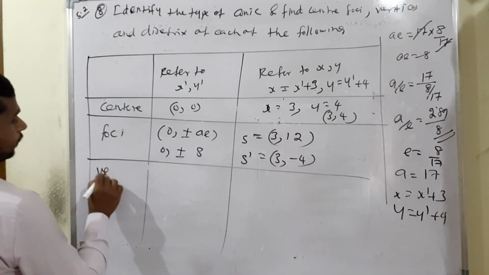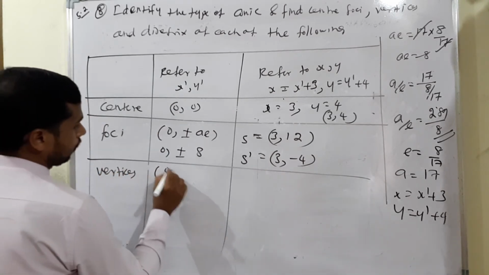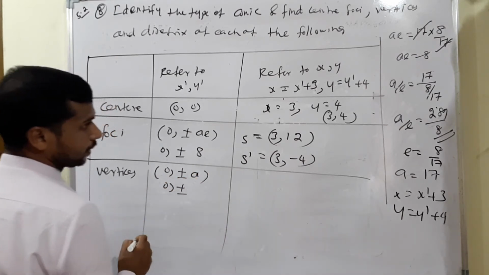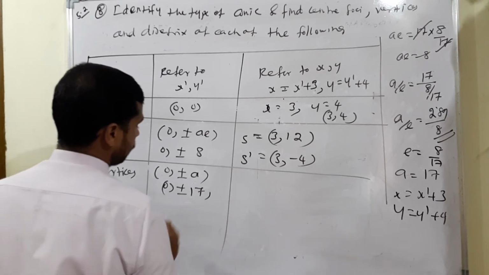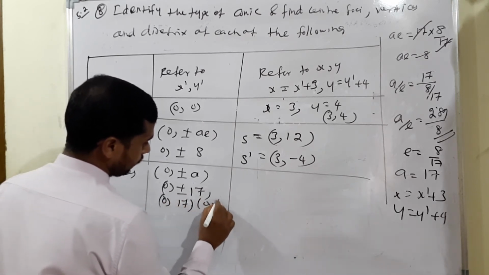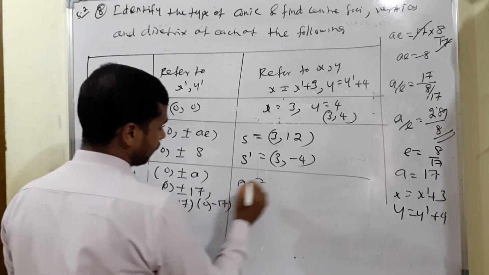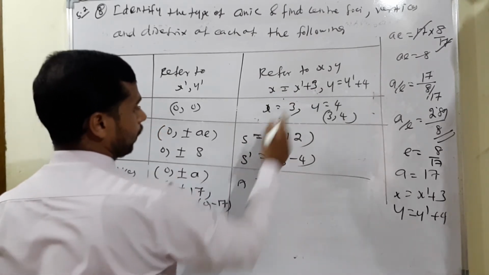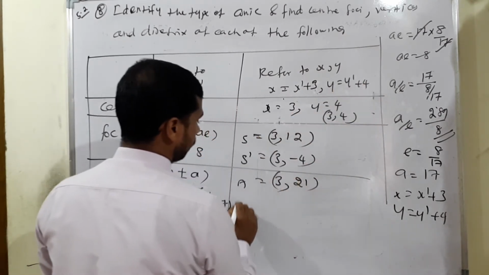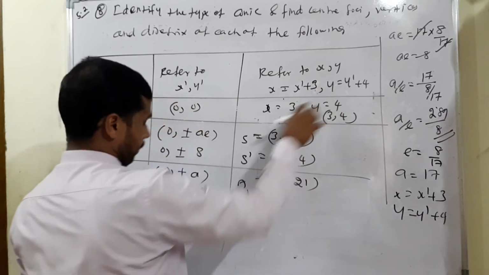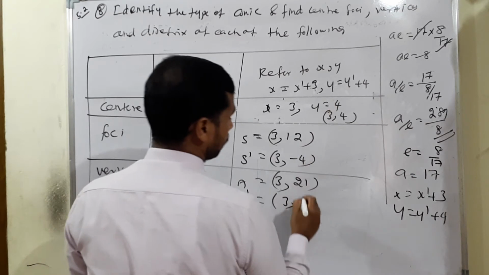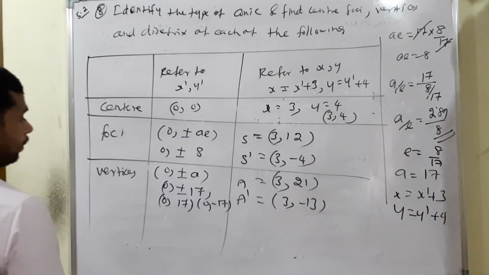Next condition, vertices. So, vertices also 0, plus or minus A. Again 0, plus or minus A, and A is equal to 17. So, now first condition 0, positive 17. Second condition 0, negative 17. Therefore, A is equal to positive side 0 plus 3 is equal to 3, 17 plus 4 is equal to 21. First one. Then A dash is again x value 0, so 0 plus 3 means 3, negative 17 plus 4 is equal to negative 13.